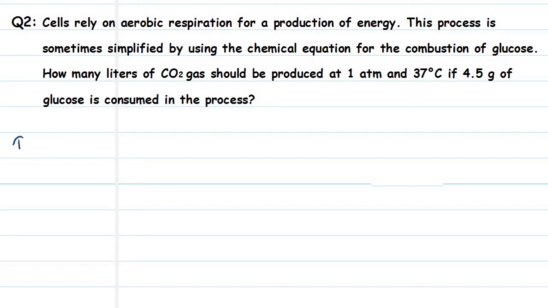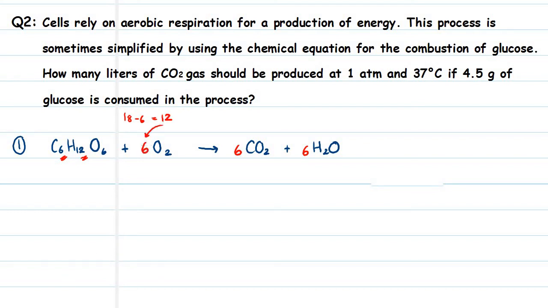We know that glucose is C6H12O6, and for the combustion it means it reacts with oxygen to give carbon dioxide and water. Let's balance one thing at a time. Starting with carbon, we have 6 carbon here, so we can put 6 on the right, and then we have 12 hydrogen here, so we can put 6 on the right for water. Now we have oxygen left. On the right we have 12 oxygen plus 6 oxygen from water, which means it's 18. On the left it should be 18 too, but glucose already has 6, so 18 minus 6 is 12. So over here it should be 6, and that should be it.